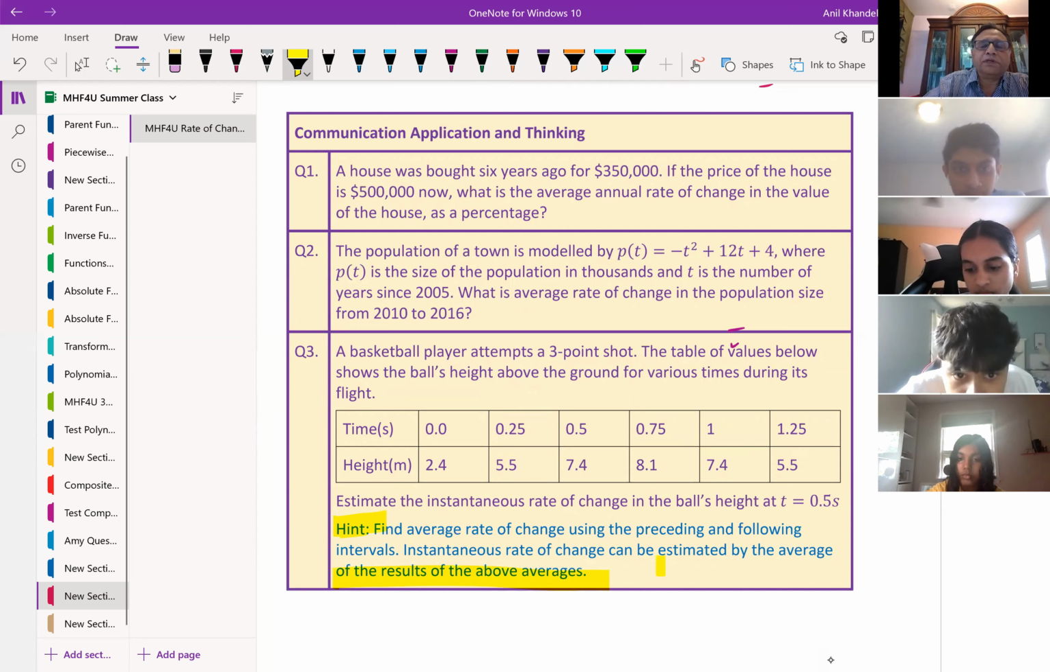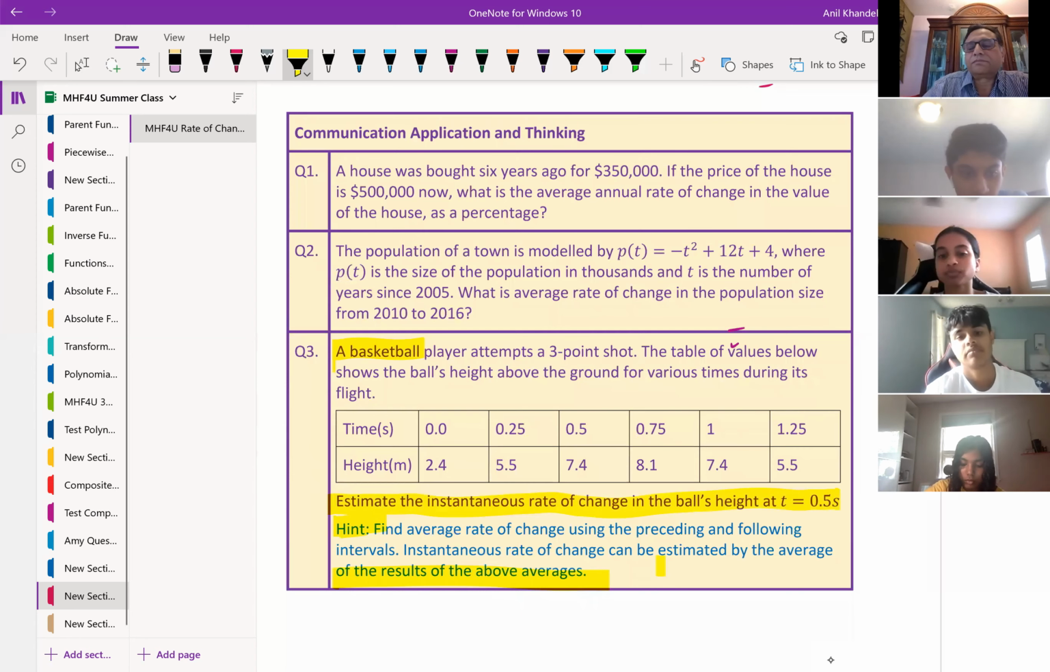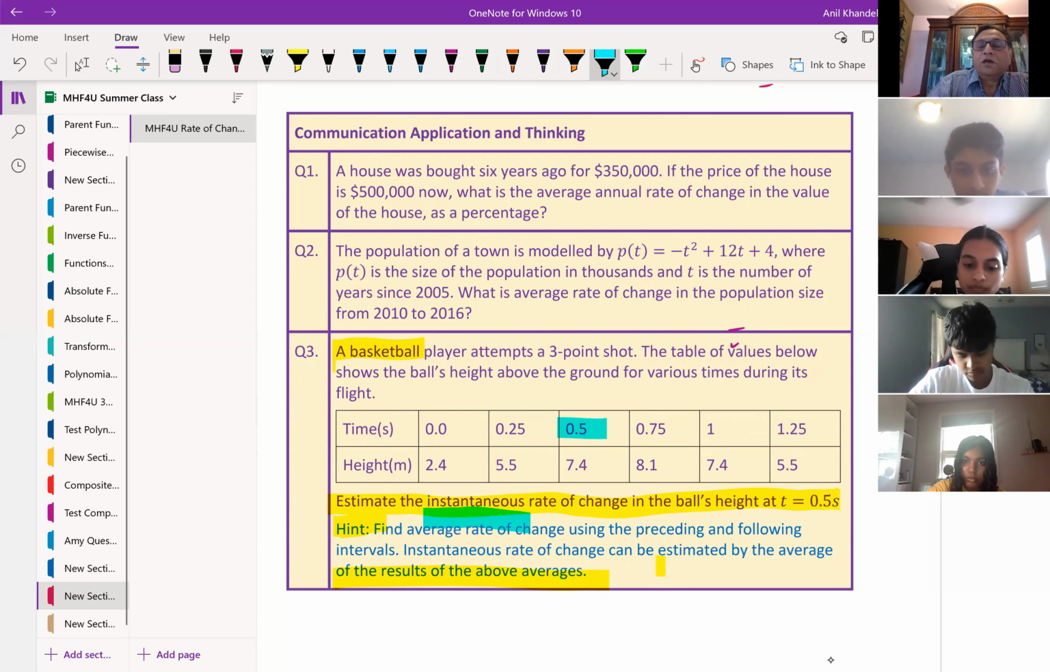The question really wants me to find, can you read, Akshat, this question? A basketball player attempts 3-point shot. The table of values below shows the ball's height above the ground for various times during its flight. Correct. And then this statement. Estimate the instantaneous rate of change in the ball's height at t equals 0.5 seconds. We are trying to find instantaneous rate of change, not average rate of change, at one point, which is 0.5. You get the idea? This is the next chapter.